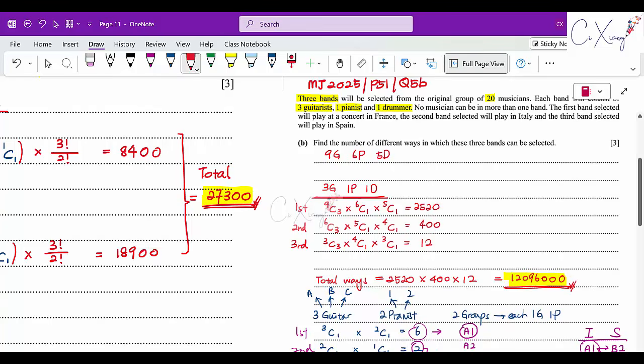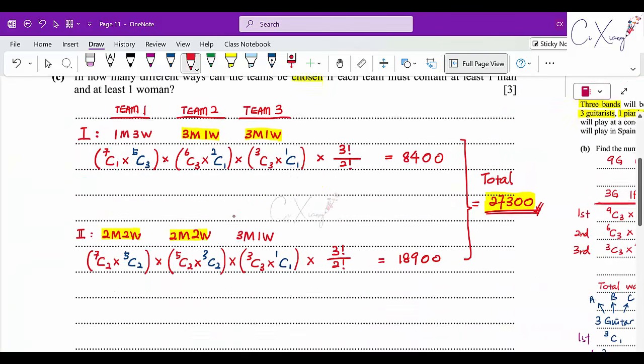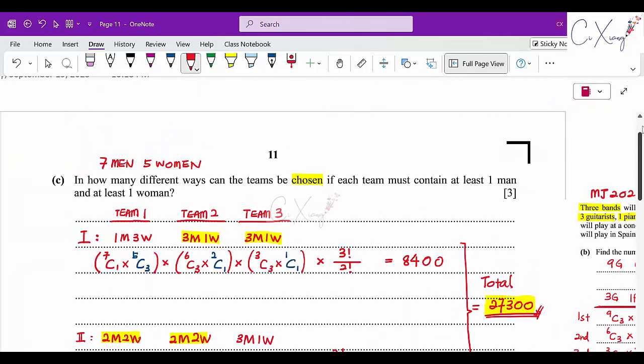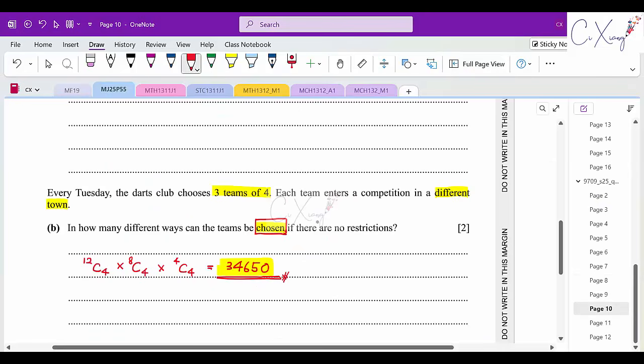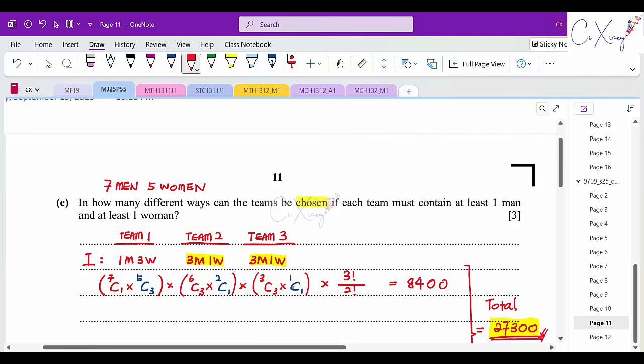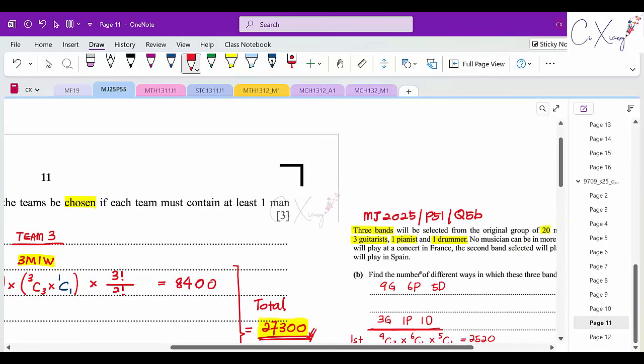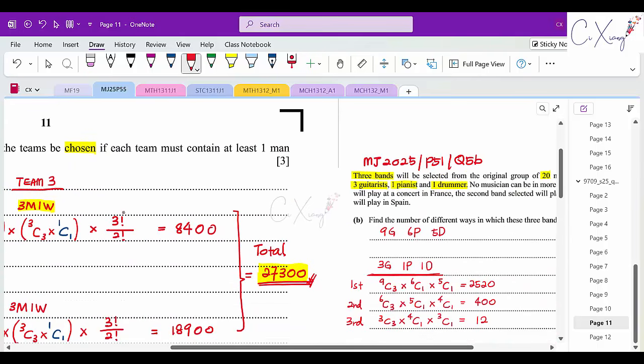But for this one, we are having the arrangement. Why? It is because they tell us in the question that, okay, for each group, they will enter a competition for a different town. Okay, but they didn't tell us clearly which group goes to which town. So that means it has a possibility that you need to consider the different towns assigned to the groups. All right, so that's a small difference between this question and also this question.